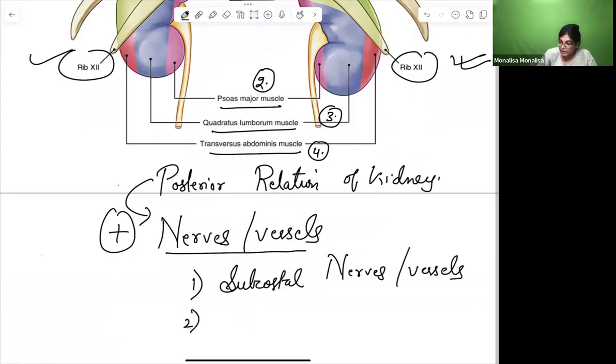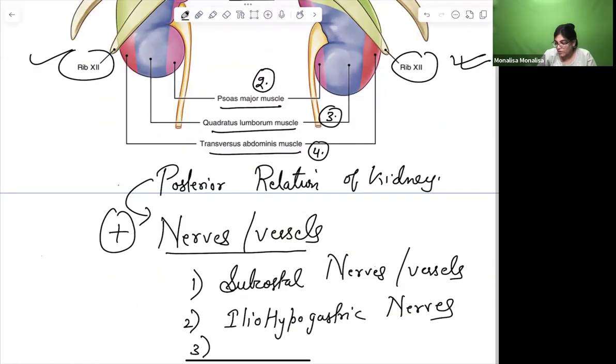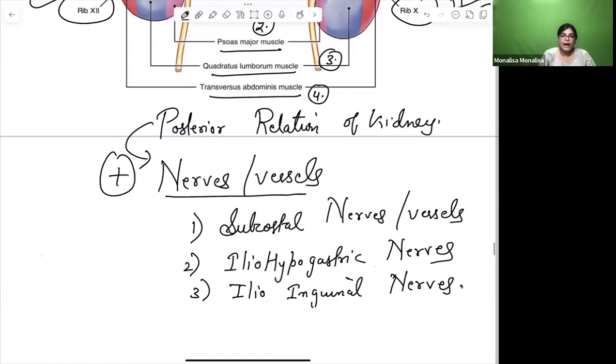It is related with iliohypogastric nerves, and it is related with ilioinguinal nerve. It is related with iliohypogastric and ilioinguinal nerves. Okay.